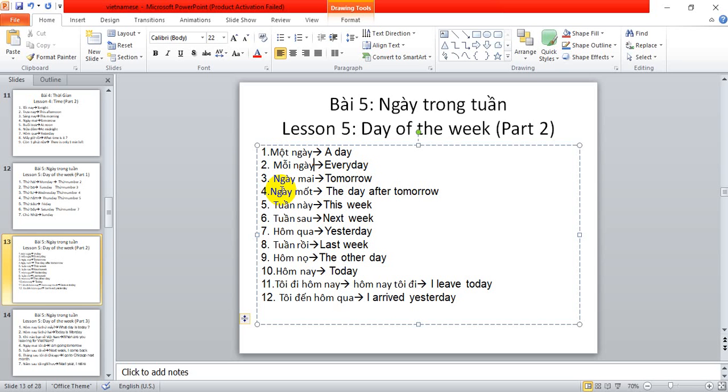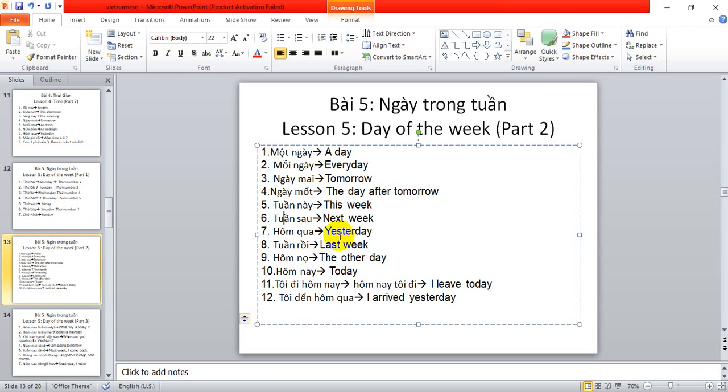Ngày mốt, the day after tomorrow. Tuần này, this week. Tuần sau, next week. Try to recognize the difference between these. In tuần này, này means this, and sau means next. Tuần này is this week, tuần sau is next week.